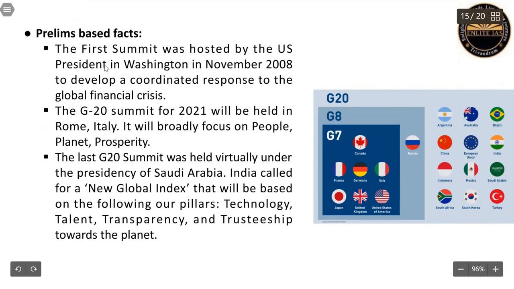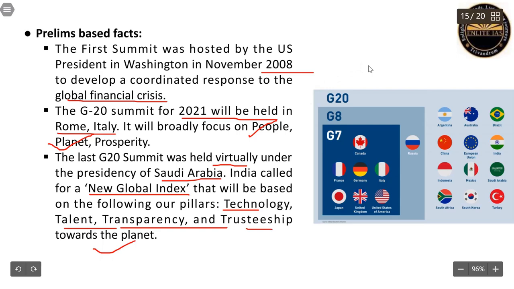So, prelims based facts. The first summit was hosted by the US in 2008 in response to the global financial crisis. The G20 summit for 2021 will be held in Rome, and the broad focus is on three pillars, that is people, planet, prosperity. The last G20 summit was held virtually under the presidency of Saudi Arabia, and India over there called for a new global index which should be based on the following pillars, that is technology, talent, transparency and trusteeship towards the planet.